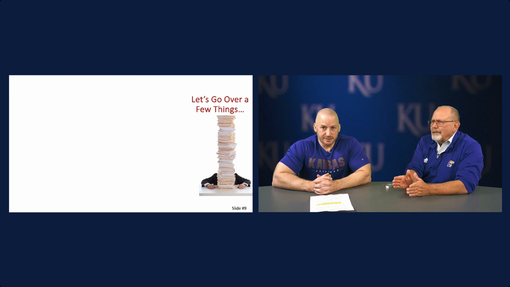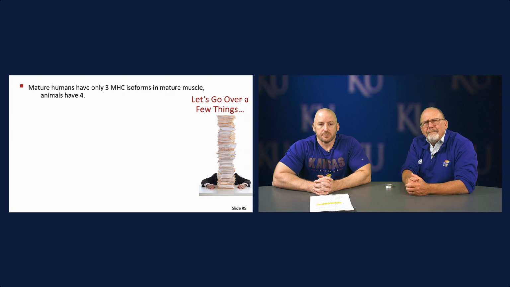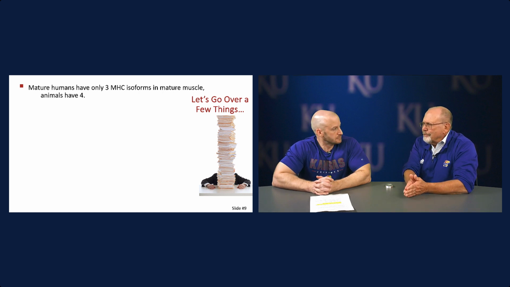So here are a few things I do want to point out. If we can go ahead and click, remember humans have 3 isoforms of myosin heavy chain. Animals have 4. And as you read the literature, keep that in mind.